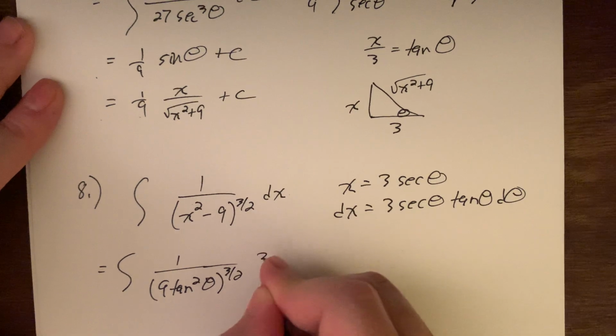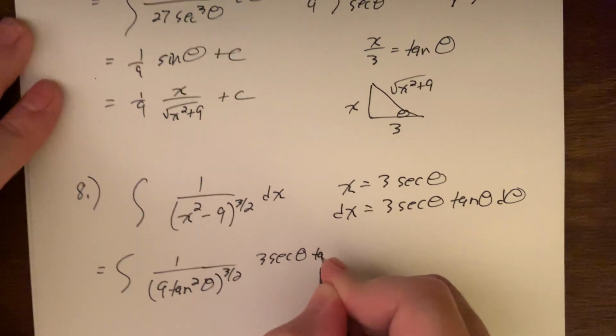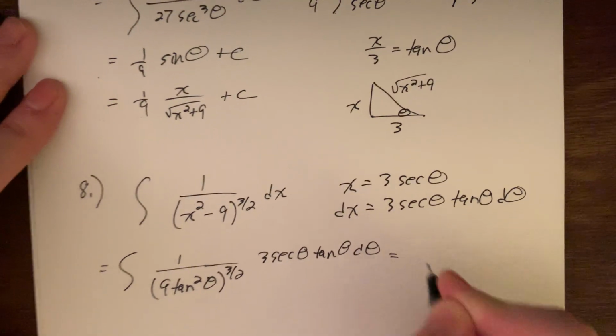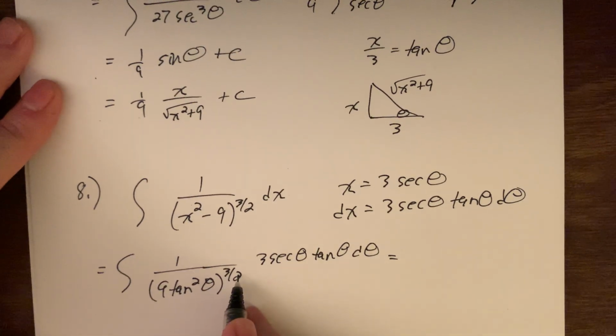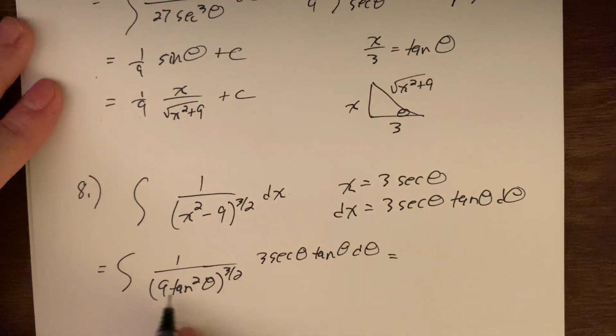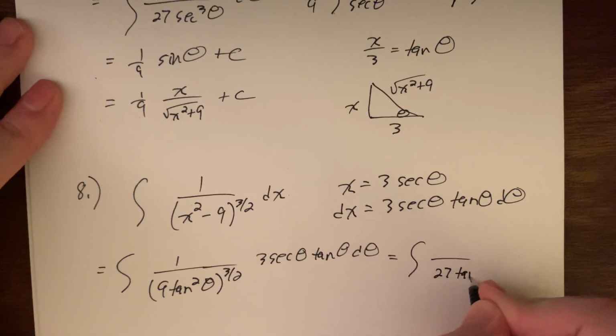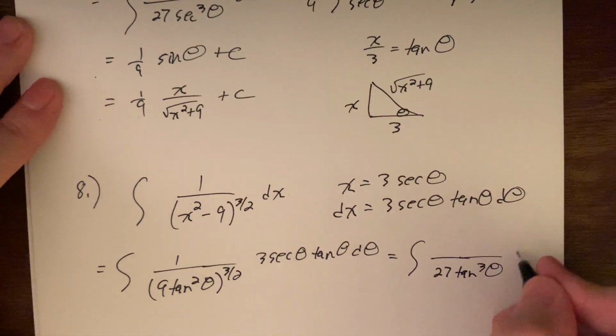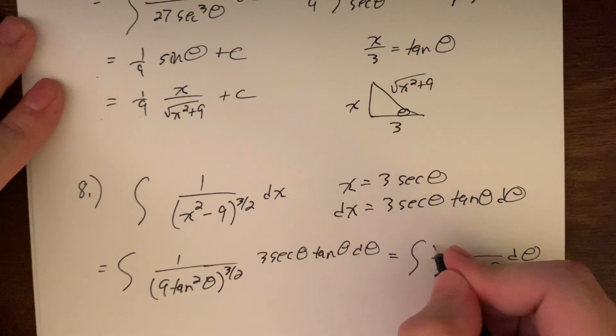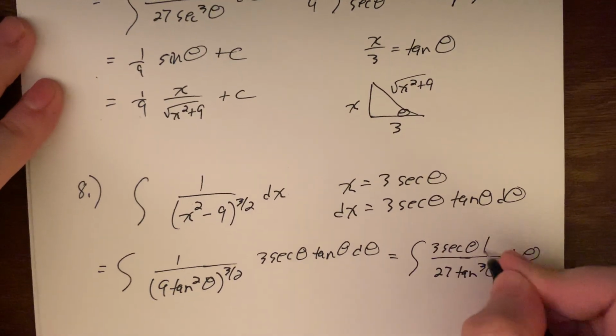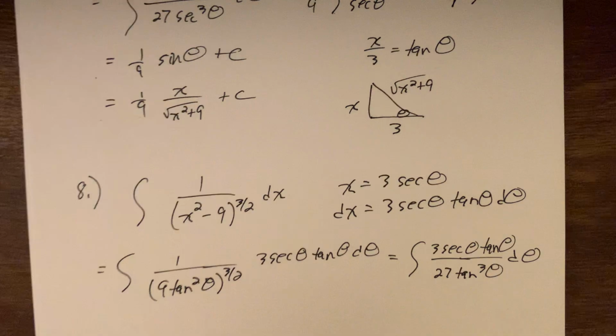The dx, 3 secant theta tan theta d theta. Down here, the square root makes us 3 tangent, but then I cube it. I get 27 tangent cubed. On top, 3 secant tangent.